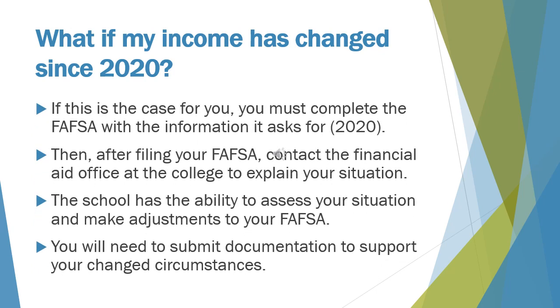Many families may have experienced an income change since 2021. You will still complete the FAFSA with the 2020 tax return information. Then you will contact the financial aid office at each college to determine the process of asking for an evaluation of your changed circumstances. You will need to submit documentation to support the changed circumstances. Each college will have their own process, so reach out to them early to understand the requirements.